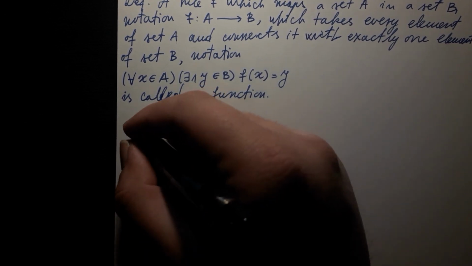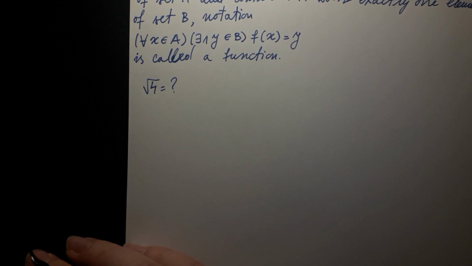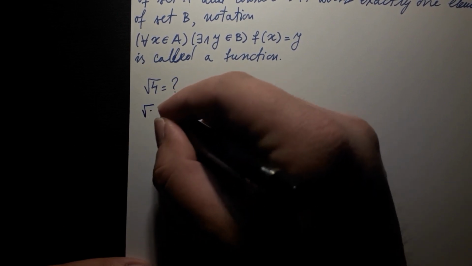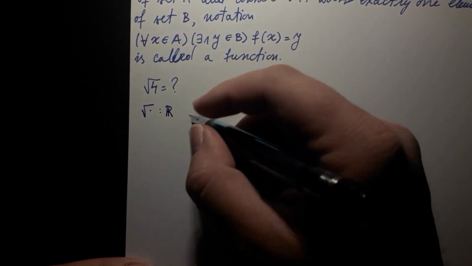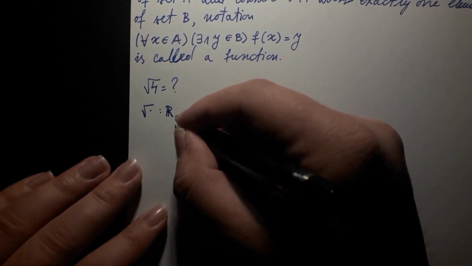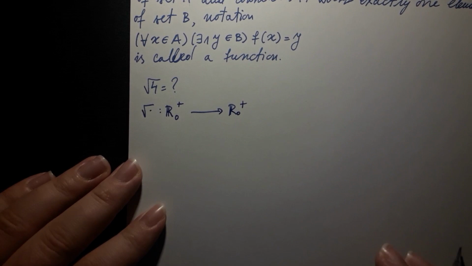How much is the square root of 4? The square root function is defined on the set of non-negative real numbers, which includes 0. That basically means that the square root function maps the set R0+ to the set R0+.